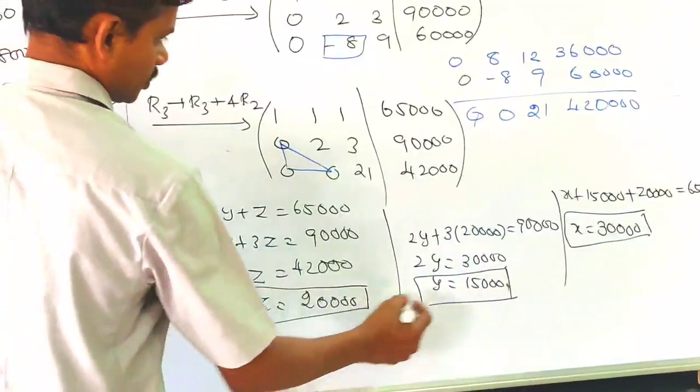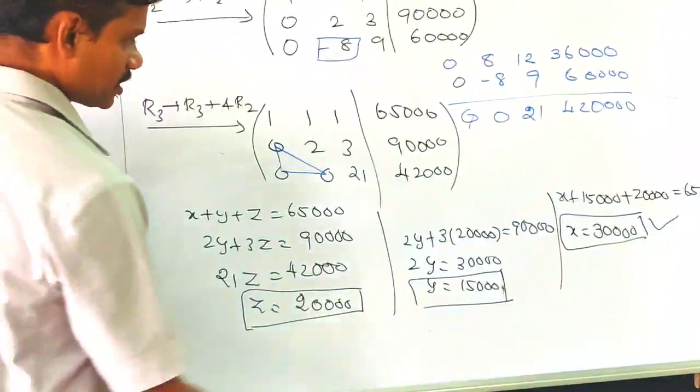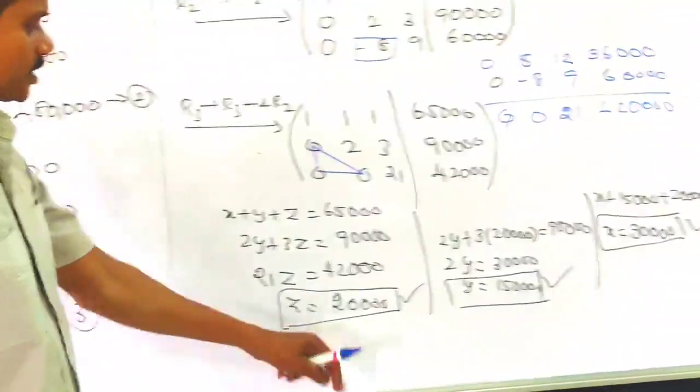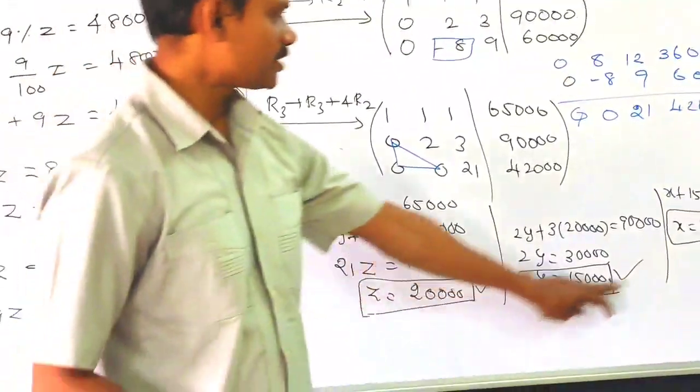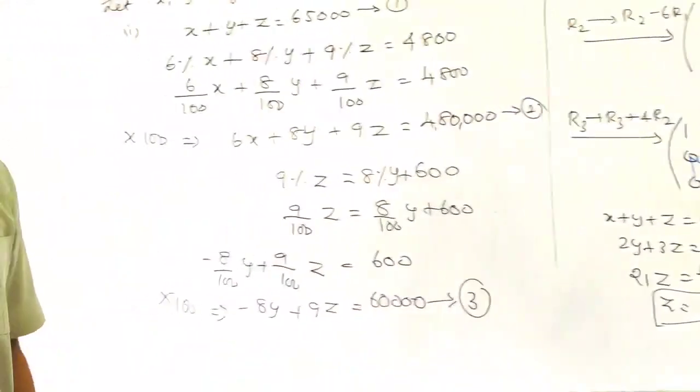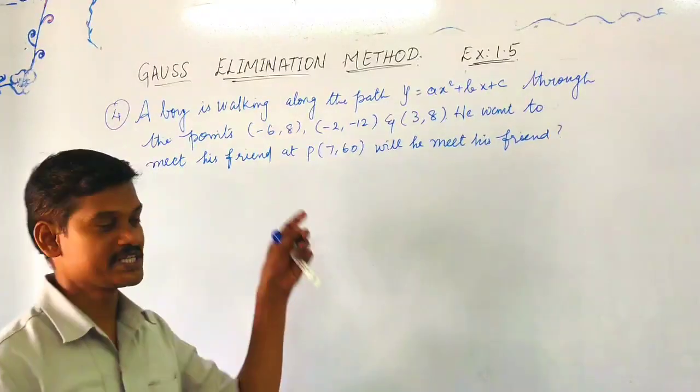So x is equal to 30,000 is the first bond, y is equal to 15,000 is the second bond, and the third bond is z equal to 20,000. If you add these three values, you will get 65,000. So that is the answer for the last sum from this exercise.